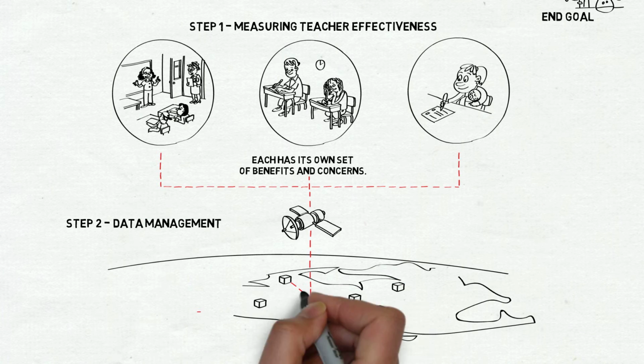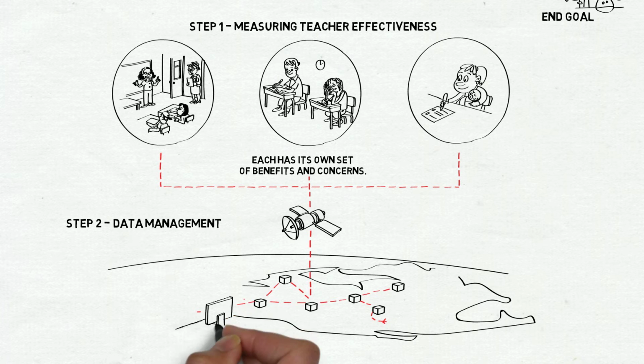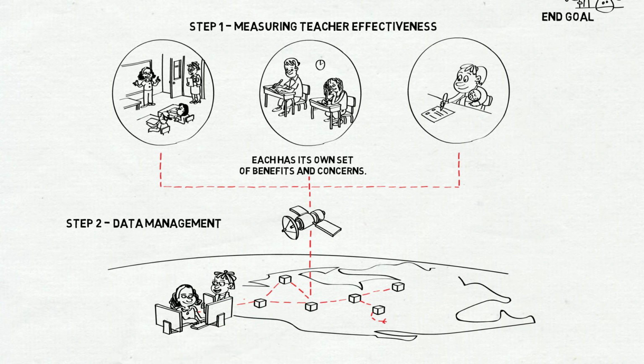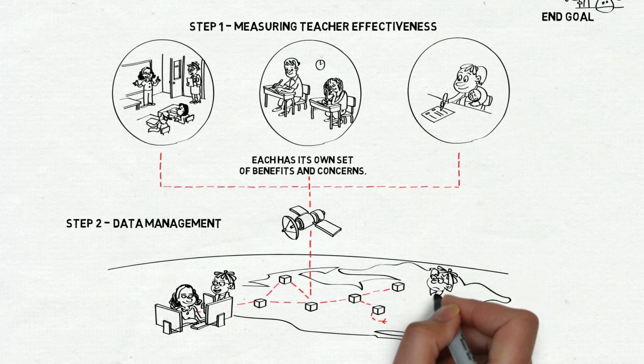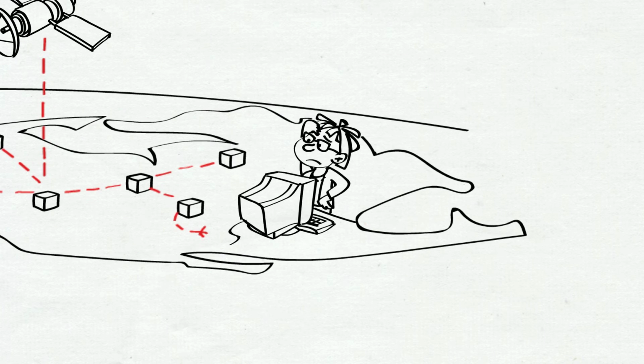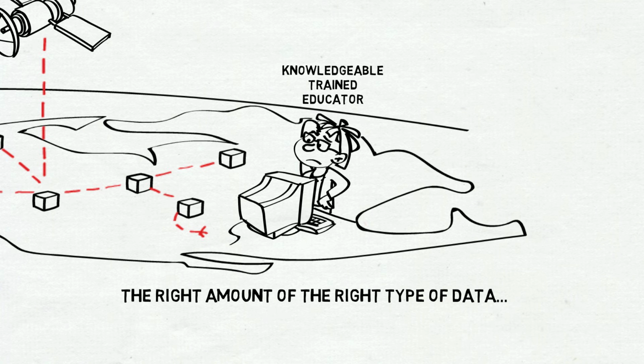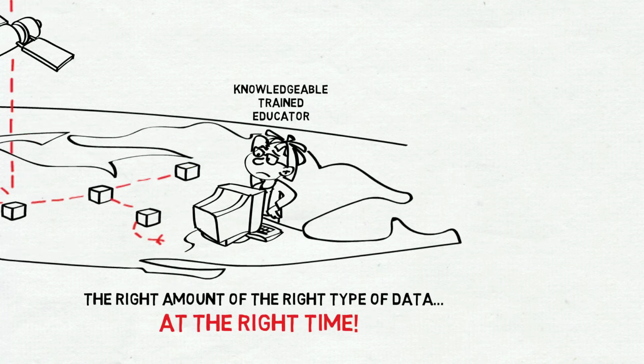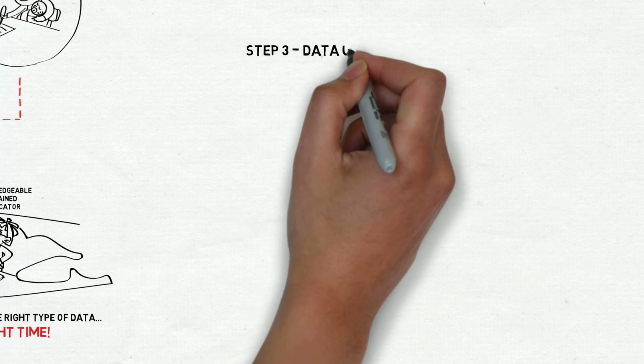the data, as well as efficient and appropriate access and review by teachers like Bianca and by school and district leaders like Venus. Unfortunately, quite often, the different types of data on teacher effectiveness are scattered and may get delivered in formats that are hard to interpret, or at a time of the year that makes planning difficult. Knowledgeable, trained educators need to be able to access and review the right amount of the right type of data at the right time. Step 3.